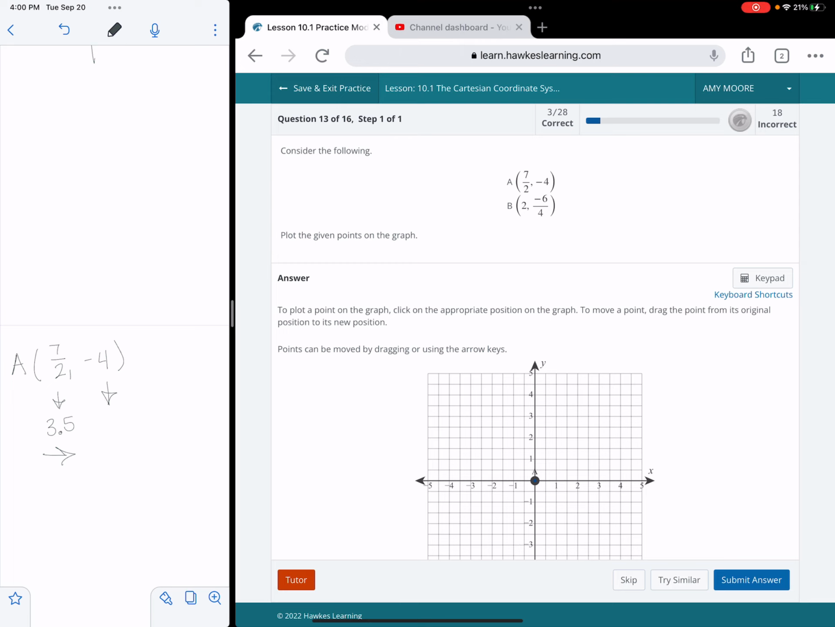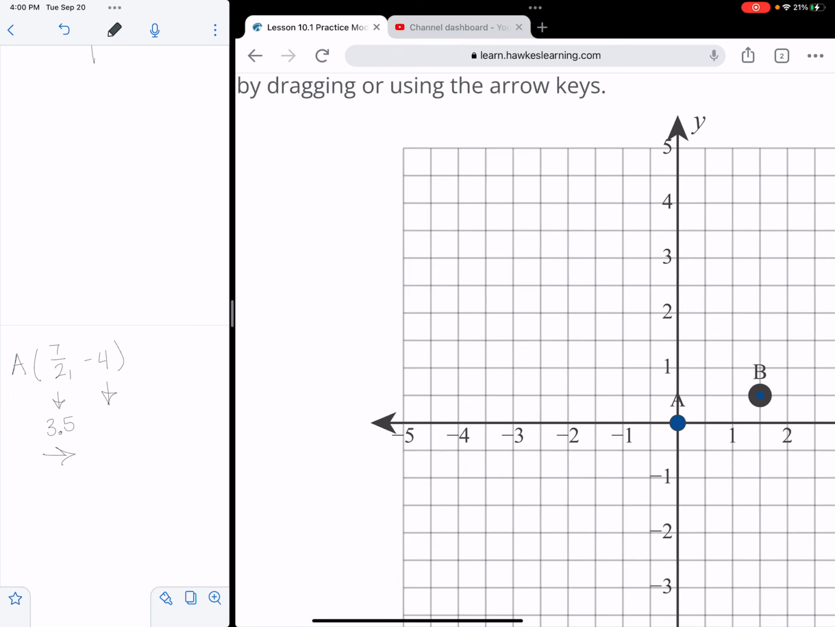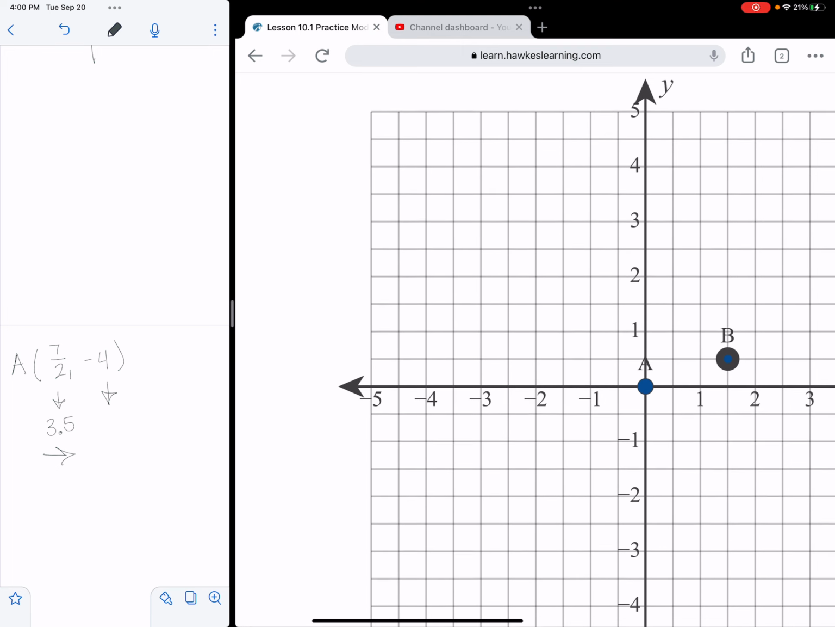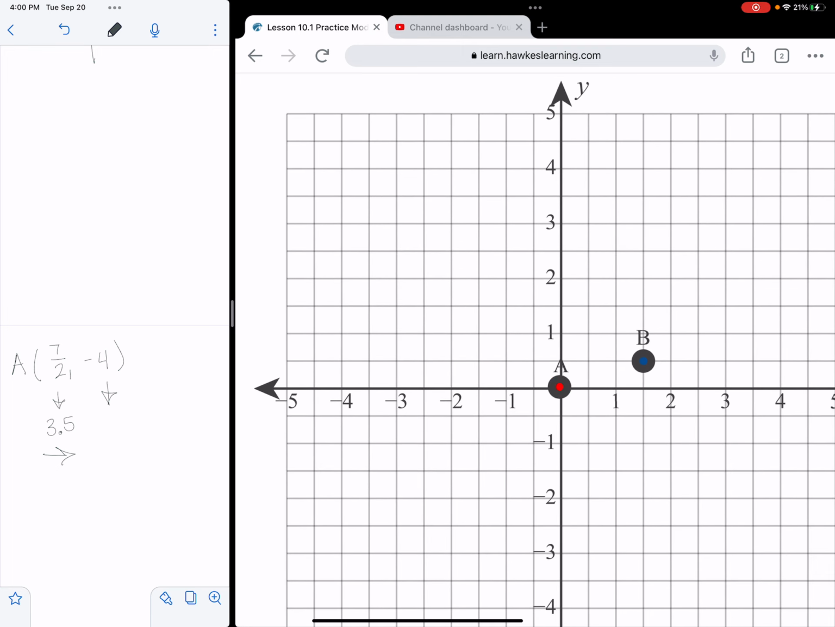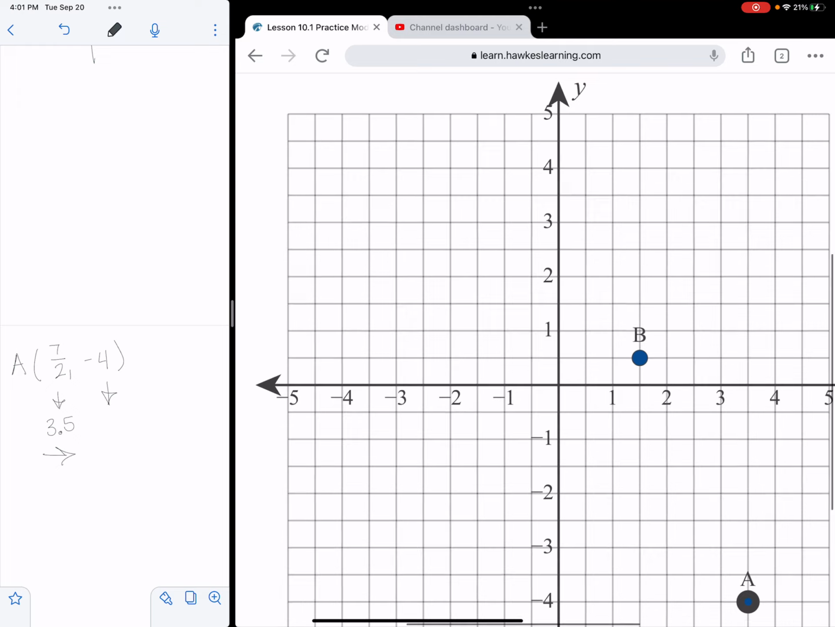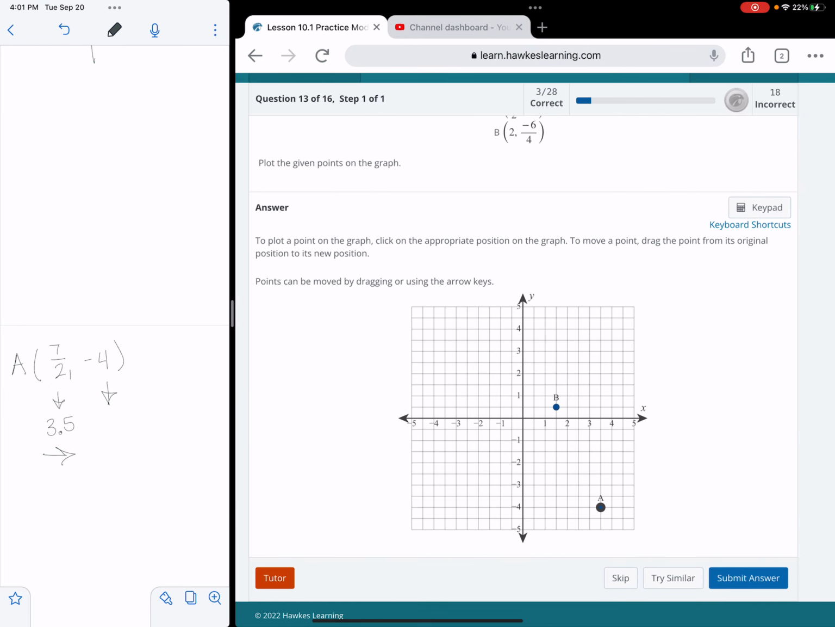So let me get my dot. And so I'm going to go right, I've got 2 dots on here, but we're moving point A right now. I'm going to go right 3.5, and then I'm going to go down, way down here to 4. And so that's going to be my first point. My second point, letter B, or point B, is going to be 2, -6/4. Well, they didn't simplify that, but that's okay.